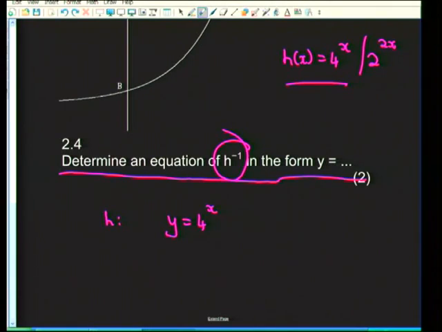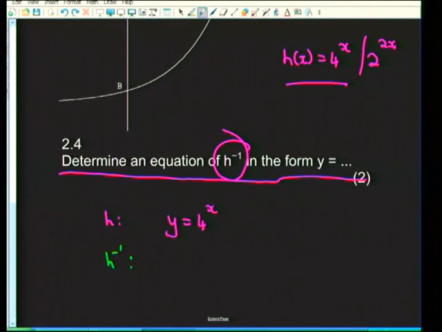Now, an inverse is the reflection along the line y equals x. In other words, we swap the x and y around. So if I go back to this over here, to get to h to the minus 1, I would go x equals 4 to the y. But they've told me I must write it in that format. So what I have to do now is change it so y is the subject of the formula.